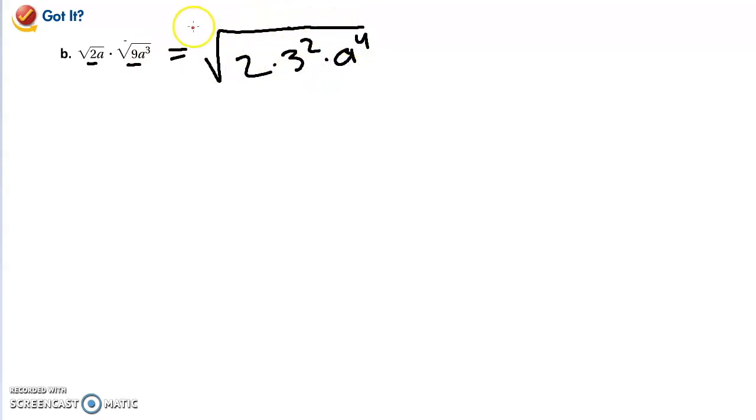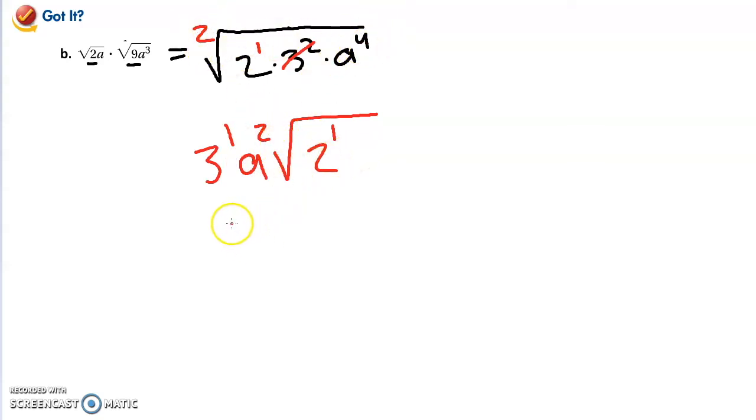The index is 2 again because it's a square root. All square roots have an index of 2. It costs 2 tickets to ride the ride, so empty square root. 2 can't ride the ride, stays home. 3 can ride the ride 1 time with no tickets left over. And a can ride the ride 2 times if it has 4 tickets and it costs 2 tickets to ride the ride, with none left over. So it looks like our answer was 3a squared square root 2.